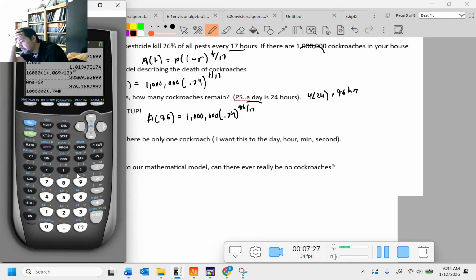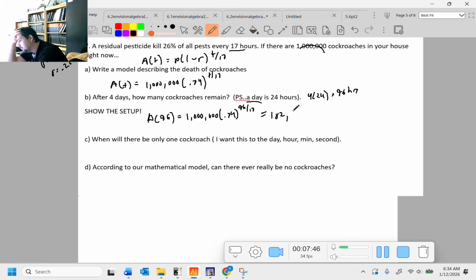There's still going to be several cockroaches left, but not many. 182,619. This is a life form. They get rounded up no matter what. So 182,619. All right, well, there'll only be one cockroach. I want this to the day, hour, minute, second.